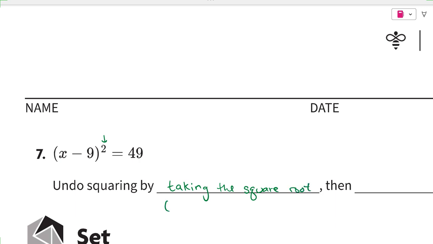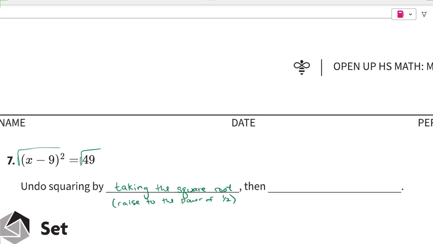Again, you could also use the reciprocal. So raise to the power of 1/2. That would get rid of the 2. But we'll do the square root method for this one. So I square root both sides, and I'm going to again do the principal root here. X minus 9, because that's the square root, they undo each other. And the square root of 49 is 7.